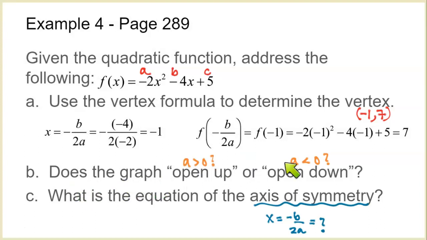To determine if it opens up or down, again, same information. Look at the leading coefficient. Is it greater than 0? Is it less than 0? What is the equation for the axis of symmetry? Well, since we have the vertex, that should be pretty easy for you to answer. The equation is x equals -1.